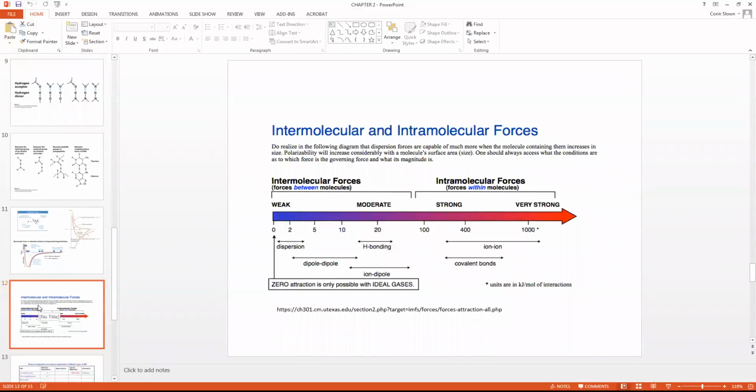Now, it's worth having a conversation about how when we're thinking about intermolecular and intramolecular forces, we need to have an understanding of the relative strength of those forces. Intermolecular forces are forces that are between molecules. Intramolecular forces are forces that are within a molecule. These are going to vary in terms of strength, and you can actually see the different types of forces that we've talked about so far here. Notice the units provided here are in kilojoules per mole of interaction, so we're really talking about how much energy each of these bonds have relative to each other.